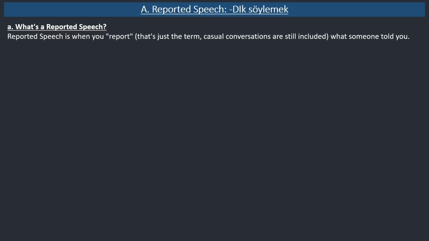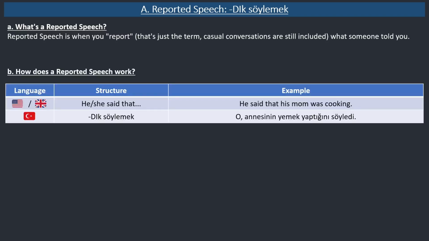As the name suggests, you can literally hear it: reported speech. In some books and resources, it's also called indirect speech, like telling what someone said indirectly. This usually involves dialogues, like your friend tells you something, then you go to another friend and tell that friend what the first friend told you.